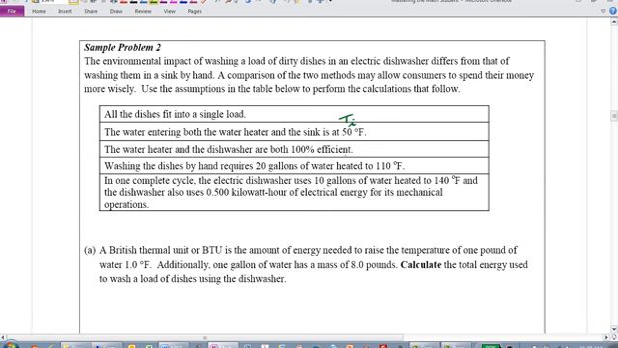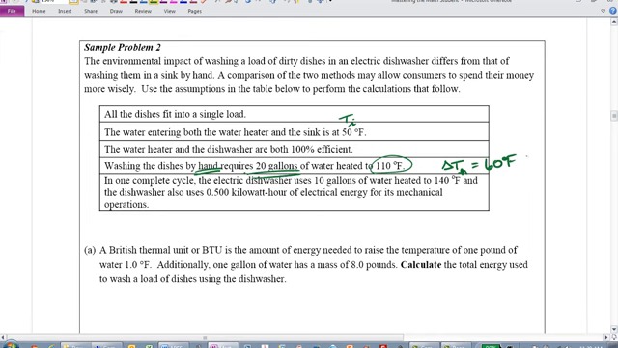Both are 100% efficient. So washing the dishes by hand requires 20 gallons of water. So hand, 20 gallons of water, heated to 110. Well, the difference between 110 and 50 is 60. So the change in the temperature for the dishwashing by hand, I'll use H for hand, is going to be equal to 60 degrees Fahrenheit. I can feel it coming on that I'm going to need that piece of information. Work enough problems, you do get some instincts about them.